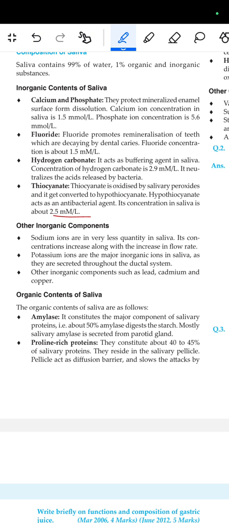Other inorganic components: sodium ions are in very small quantity in the saliva. Its concentration increases along with the increase in the flow rate. Potassium ions are the major inorganic ions in the saliva as they are secreted throughout the ductal system. Other inorganic components are lead, cadmium and copper.